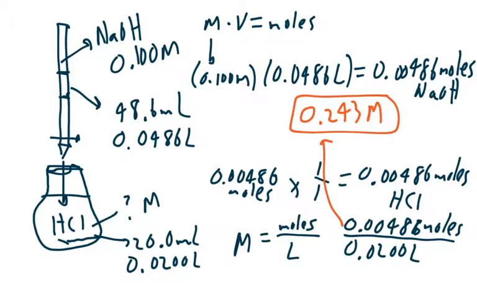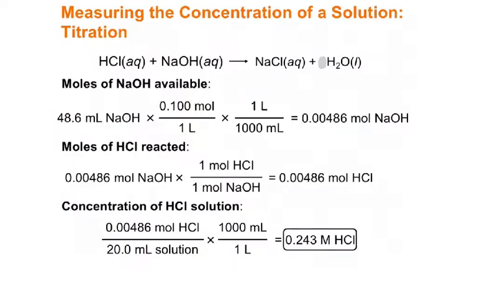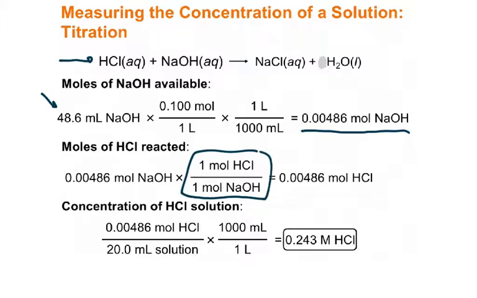Now we can check this. If you look here, here's the equation. Here they're converting the volume from milliliters to liters. If you multiply the volume by the molarity, there's the moles of the given, of A. There's the mole ratio, 1 to 1. This is the moles of B.